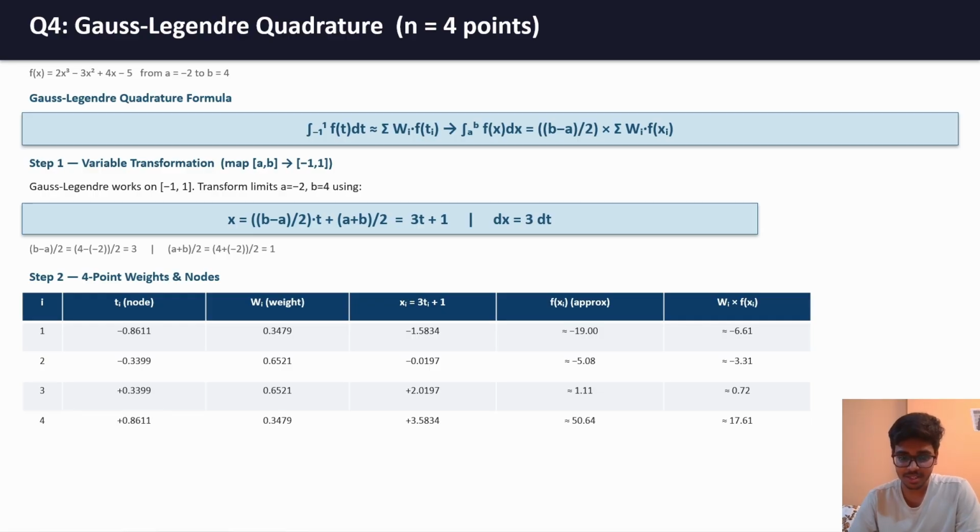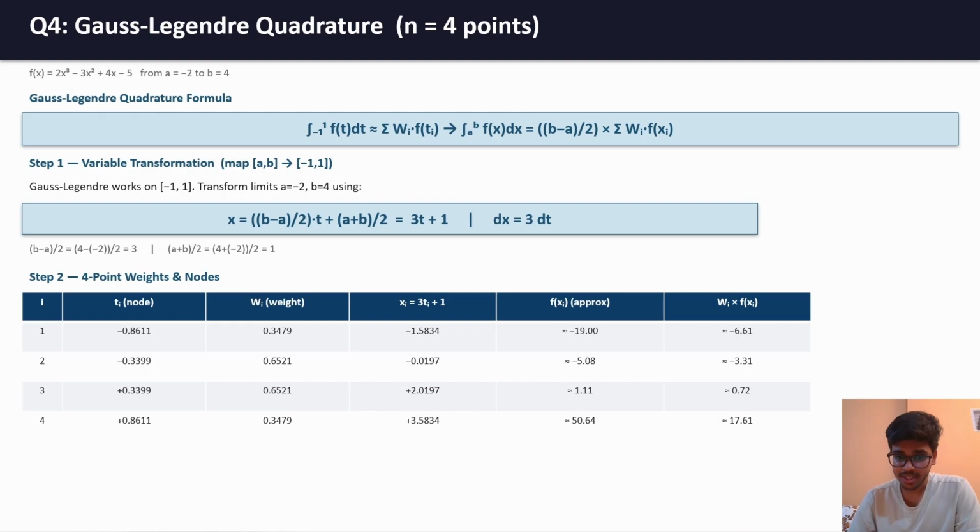Notice the symmetry. The nodes come in plus-minus pairs and the weights are symmetrical. This is a mathematical property of Gauss-Legendre quadrature. Now we transform the nodes to x coordinates using x equals 3t plus 1, by substituting every value of t to get x_i.